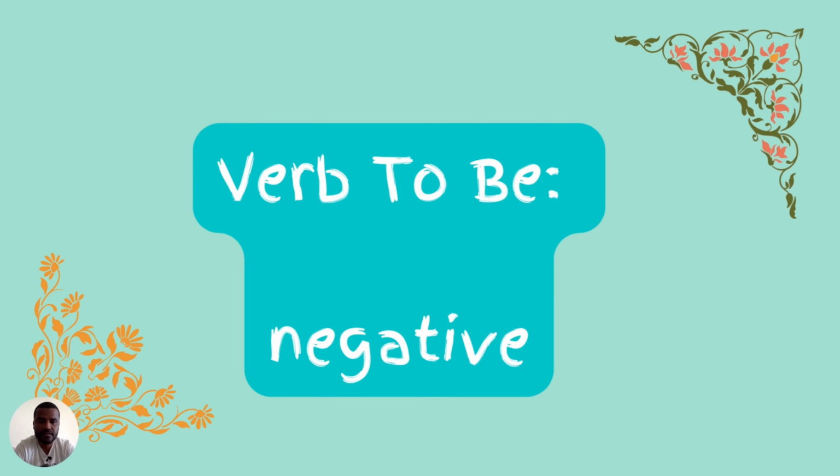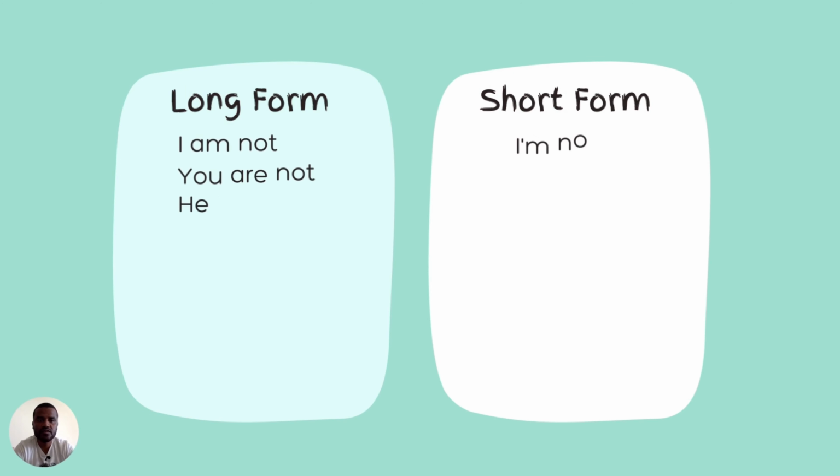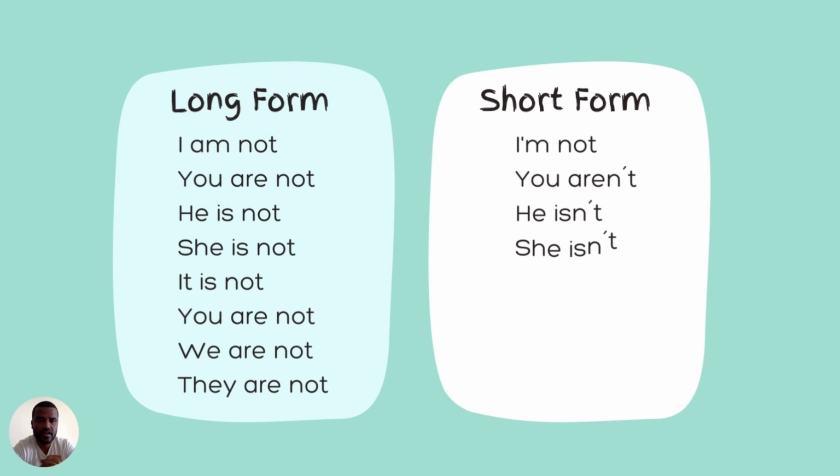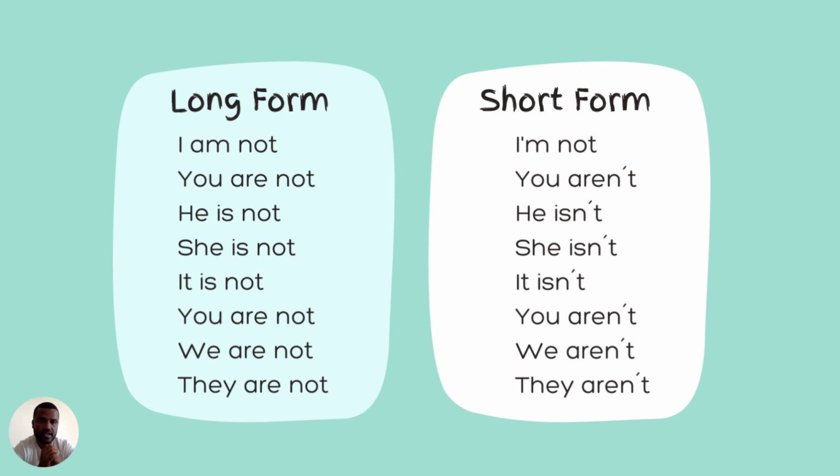So we have, for example, in negative form, we are going to use the verb to be like this. I am not. You are not. We can see he is not. She is not. It is not. You are not. We are not. And they are not. This is a long form.